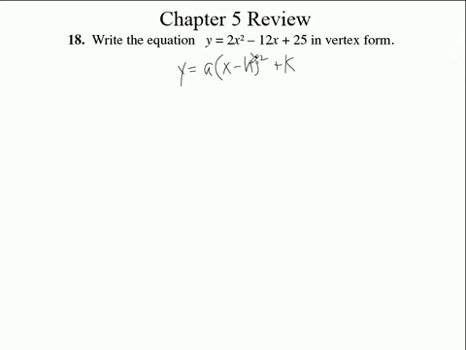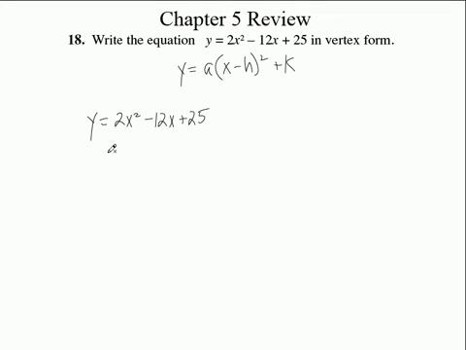So let's go ahead and work on that. Let's write down the equation. y equals 2x squared minus 12x plus 25. What we're going to do is use completing the square in order to make it look like this, because this looks like a perfect square. In fact, it is. It's exactly a perfect square. You have a parentheses and a squared on the outside, so that's what we want it to look like.